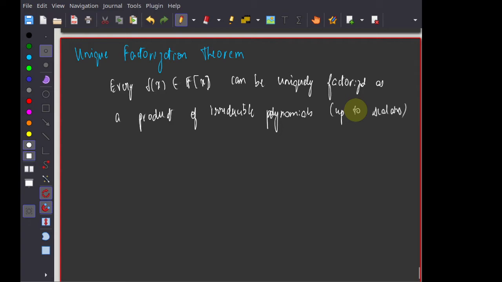In particular, if we demand that the leading coefficient of each of these irreducible polynomials is equal to 1, then it is some scalar times a unique product of irreducible polynomials. Correct.